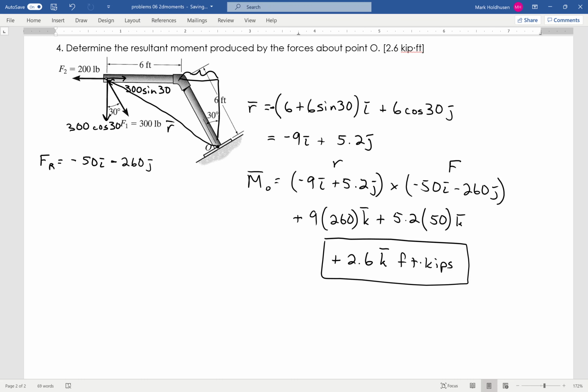Positive K direction, again, tells me that my moment is in the counterclockwise direction. K is basically coming out of the screen. So following that right-hand rule, a positive K is a counterclockwise rotation when talking about moments.